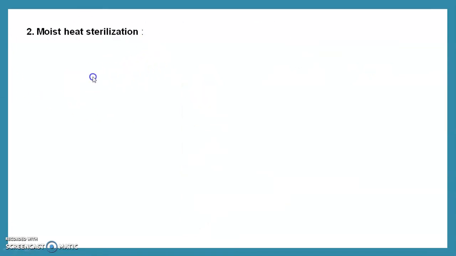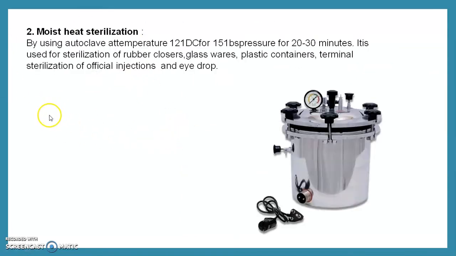Then we see the next is the moist heat sterilization. For moist heat sterilization, we use the autoclave. By using the autoclave, we attain the temperature of 121 degrees Celsius for 15 minutes. It creates a 15 lbs pressure for 20 to 30 minutes. It is used for the sterilization of rubber closures, glasswares, plastic containers, terminal sterilization of official injections, and eye drops.